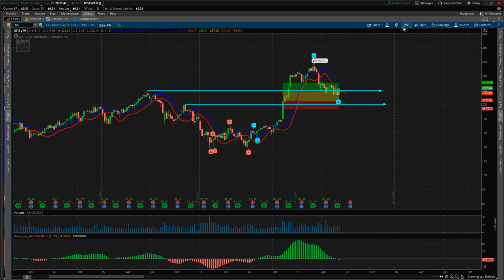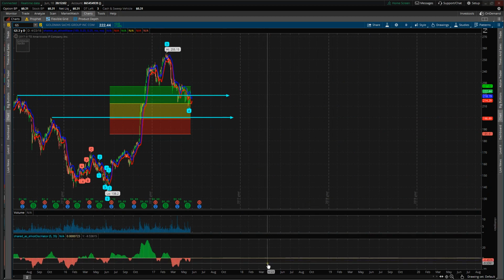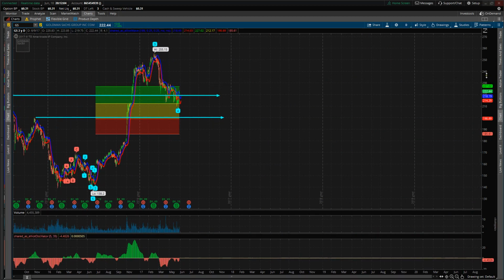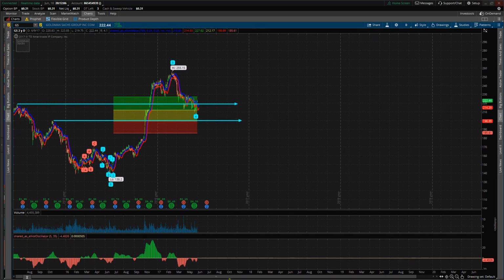Now we're going to go to the daily, because we don't really swing trade off a weekly, because you've got to hold on the position far too long. It's okay for longer term investments, but we're talking about swing trading here. So let's go to the daily, see where we are. So we're on a wave 4 pullback on the daily. This is really, really good.